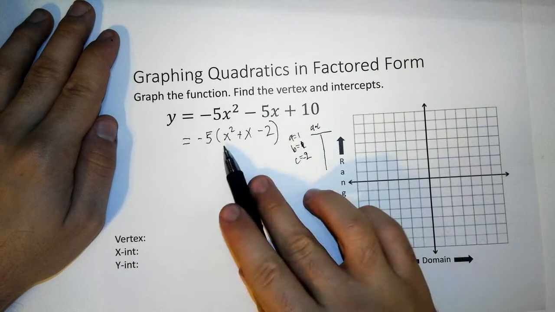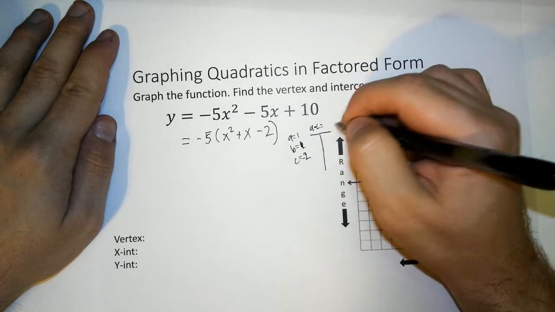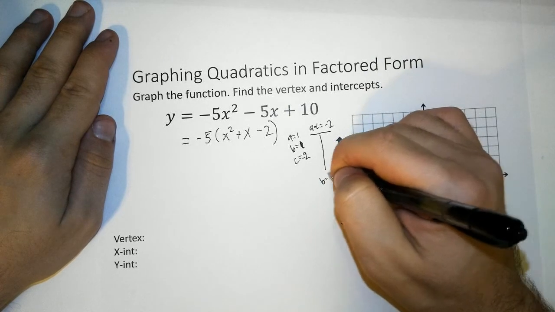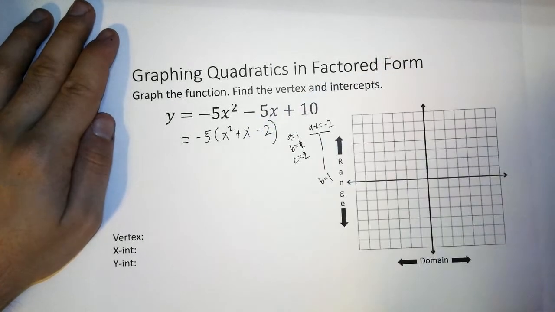Okay, so A times C, that's 1 times negative 2. So that would be negative 2. And then what is B? B is equal to 1. Notice, right? B is that coefficient of 1.